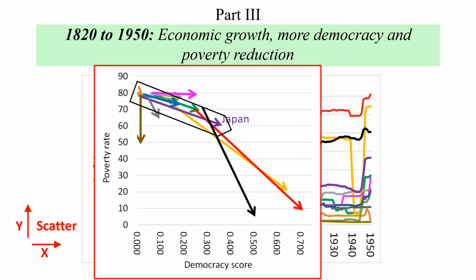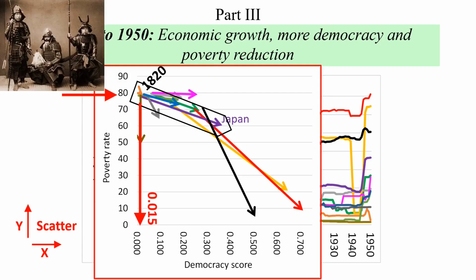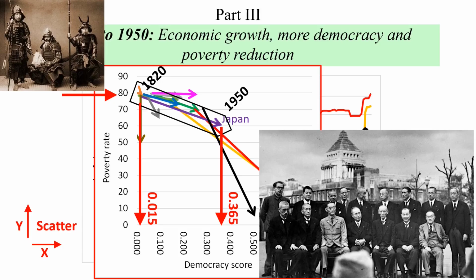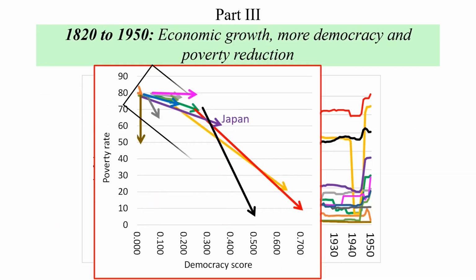Let me begin with Japan. In 1820, about 78% of people were poor, and the democracy score was low at 0.015. The samurai was still powerful, and ordinary people were to a large extent forced to follow them. By 1950, however, Japan's democracy score had improved to 0.365. Japan had a parliament and an elected prime minister, and poverty had declined to 60% of the population. This was just before Japan became one of the world's rich countries. If you consider all countries, what do we see?